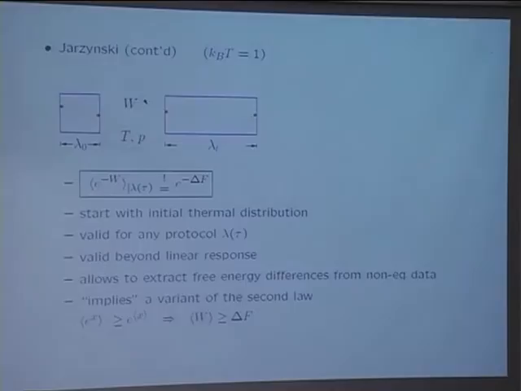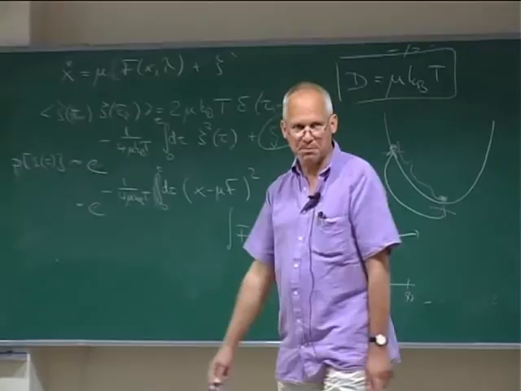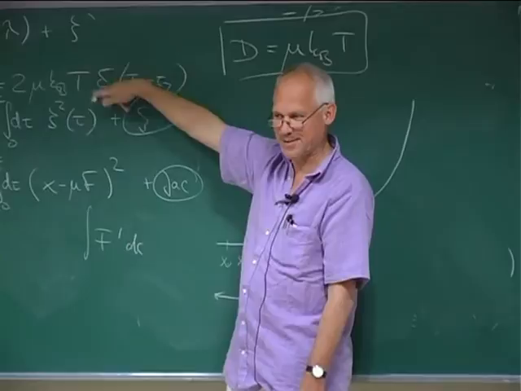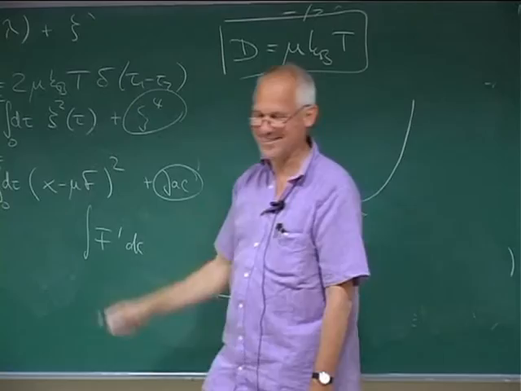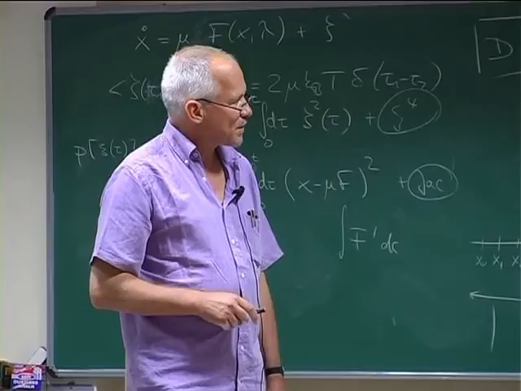I put this in quotation marks because I do not want to sell this, and neither did Jarzynski ever sell this, as a proof of the second law, because what you have to appreciate is that, in a sense, we have put in a substantial amount of our knowledge about the second law when we started here. Now, I don't think it's a proof of the second law. Some people think it is. I don't. Distribution of this dissipated work.